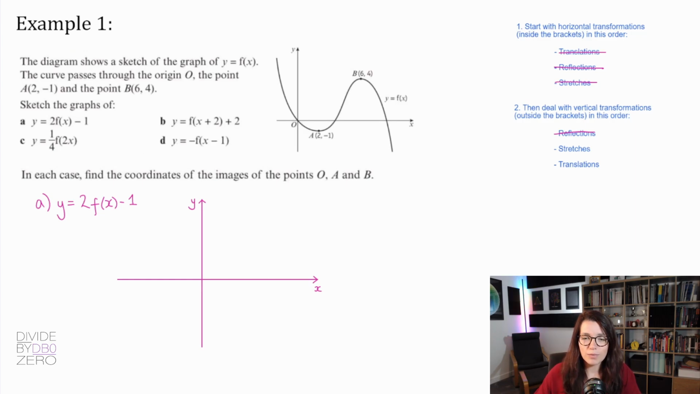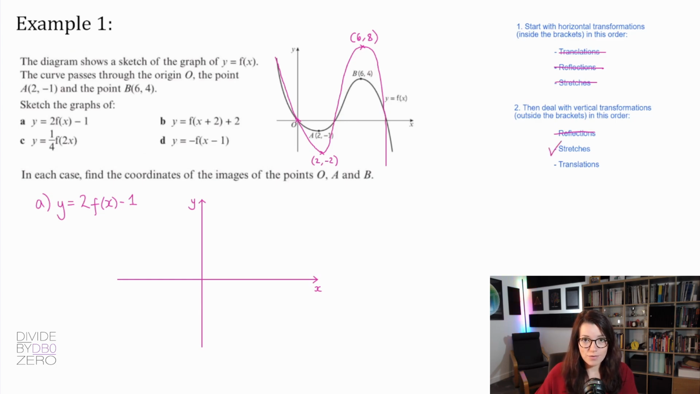If we think about what that would do on the graph, it would stretch in the y direction by a scale factor of 2, so something like this. The new points would be the origin still, so nothing's changed there. This one would be (2, -2) now, and this one up here would be (6, 8). So the y's have been multiplied by 2. We've dealt with the stretch.